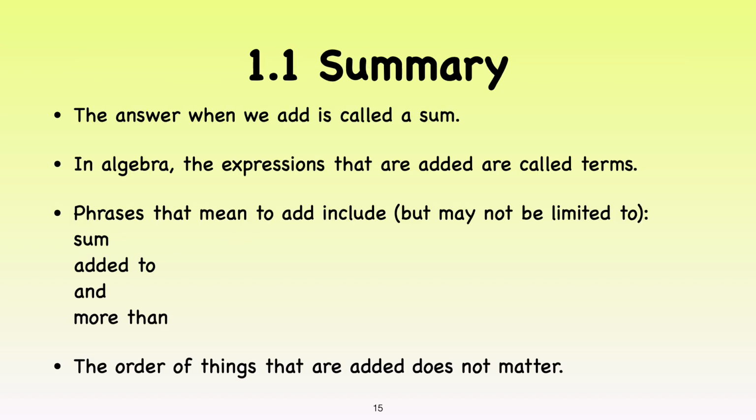Let's summarize lesson 1 of chapter 1. The answer when we add is called a sum. In algebra, the expressions that are added are called terms. Phrases that mean to add include, and there may be more than these, sum, added to, and, more than. And finally, the order of things that are added does not matter. That's all for now.